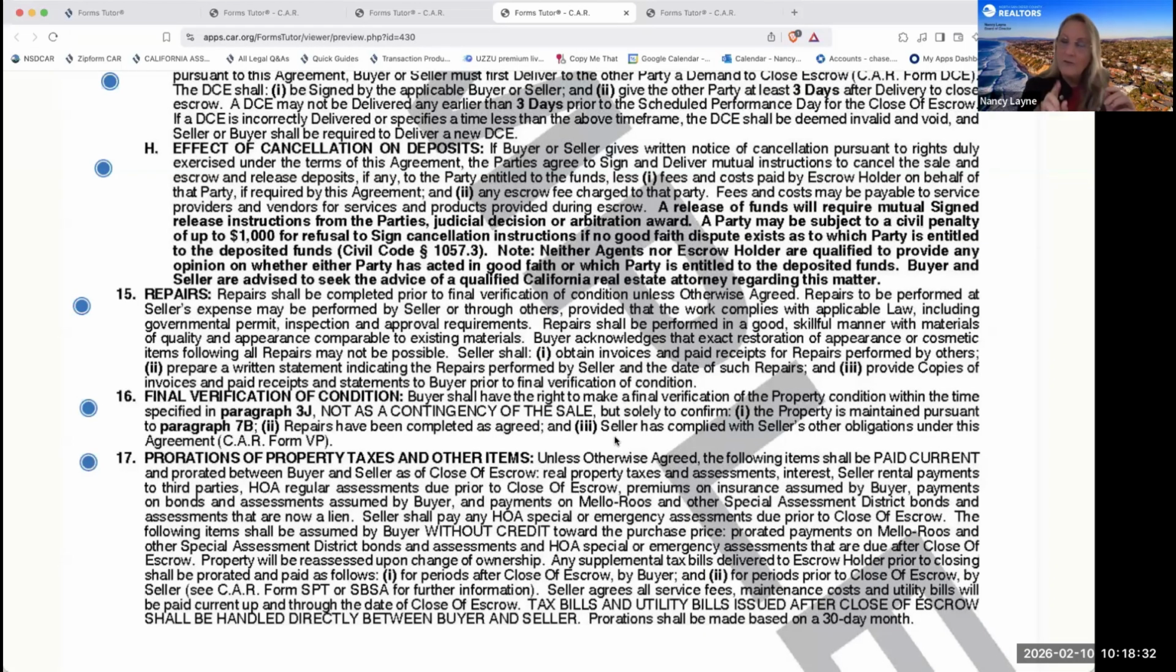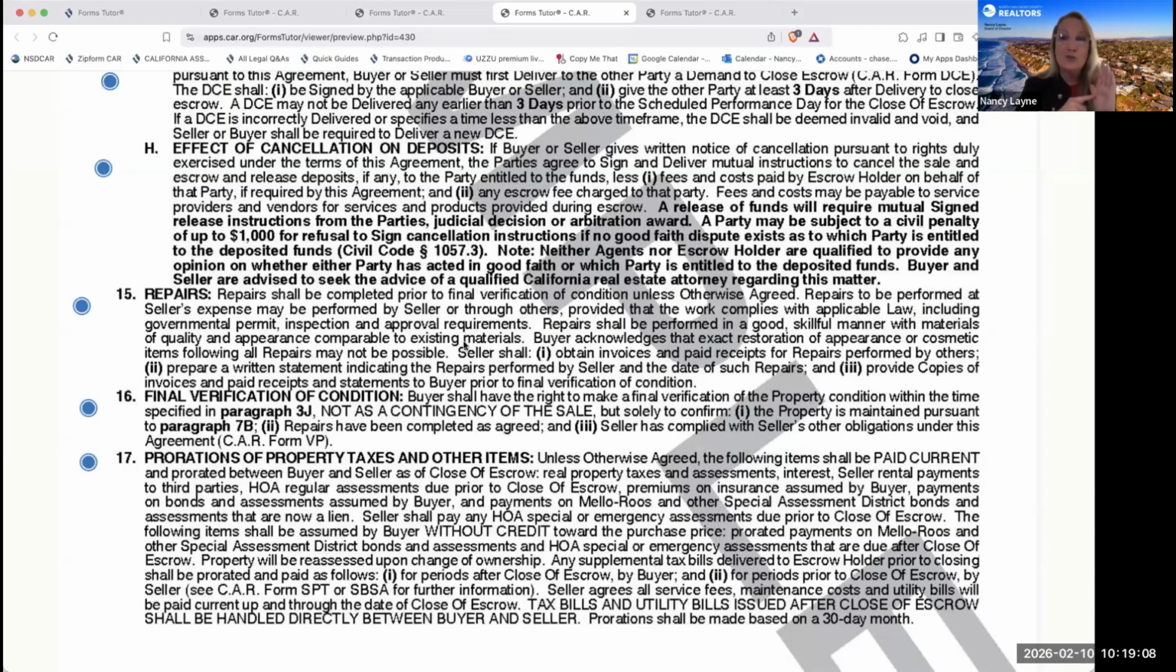What people don't often pay attention to, and oddly, it used to be below this paragraph, and now it's finally been above this paragraph since last year. Repairs. Repairs shall be completed prior to final verification of condition unless otherwise agreed. So we're going to close escrow and then we're going to fix the termite. We're going to close escrow and then we're going to repair the deck. If you have something like that in writing, that's good. If you don't, any repairs that have been agreed to should be completed prior to the walkthrough.